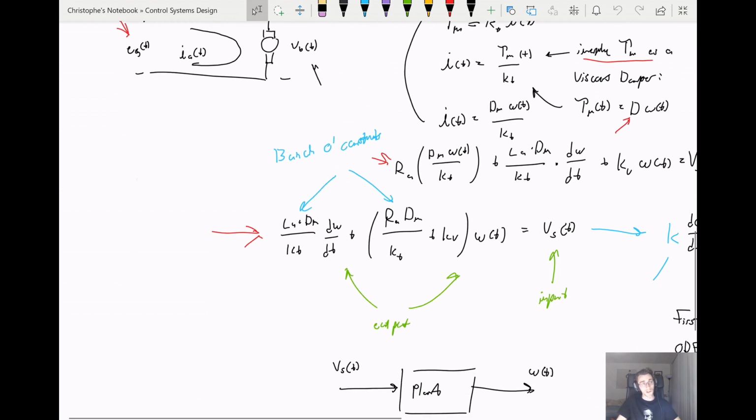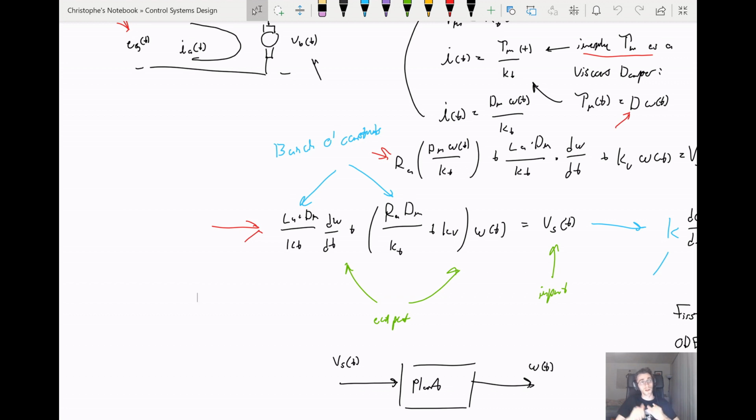In next week's video, we're going to start going over the Laplace transform, as well as transfer functions, which will help us when designing our control systems.